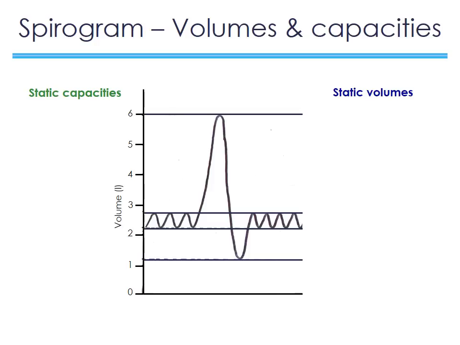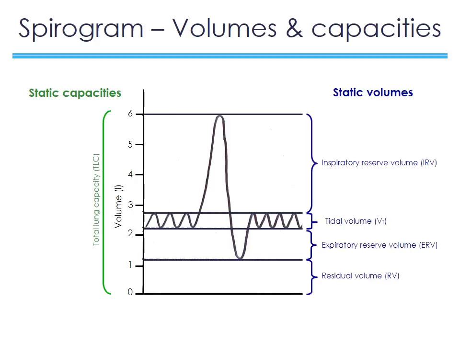And the last capacity we look at is total lung capacity. Total lung capacity is a sum of all four volumes: the inspiratory reserve volume, the tidal volume, the expiratory reserve volume, and the residual volume. That is your total lung capacity.